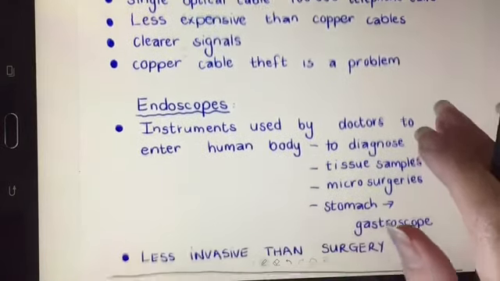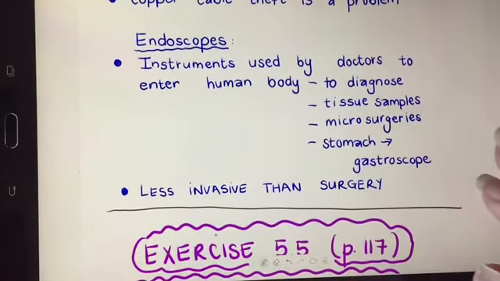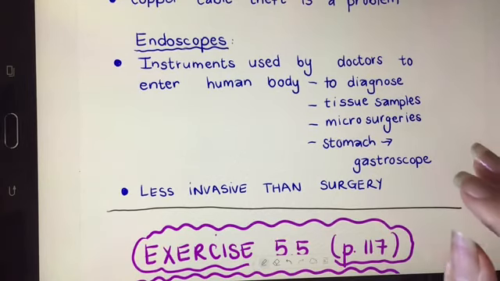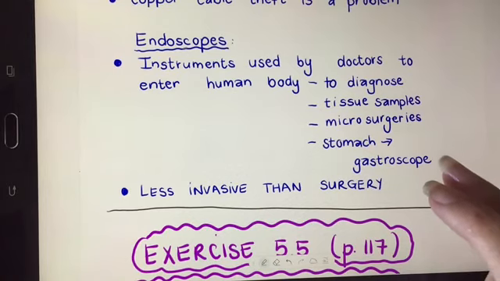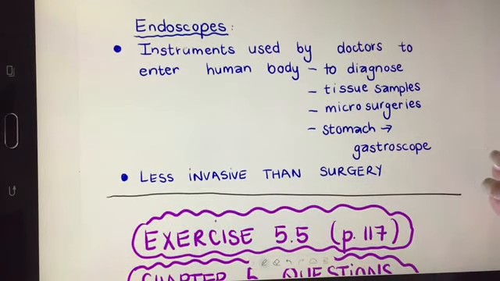And then fiber optics are also used in endoscopes. These are instruments that doctors use to enter and investigate the human body, either to diagnose things, or to take tissue samples for microsurgeries, and endoscopes that are used in the stomach are referred to as gastroscopes. And of course, using an endoscope is a lot less invasive compared to actual surgery.